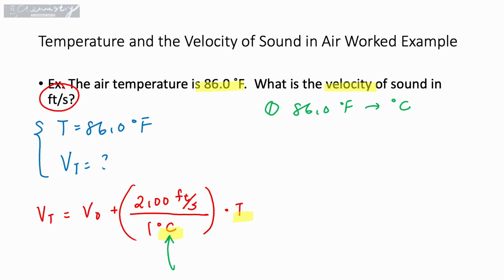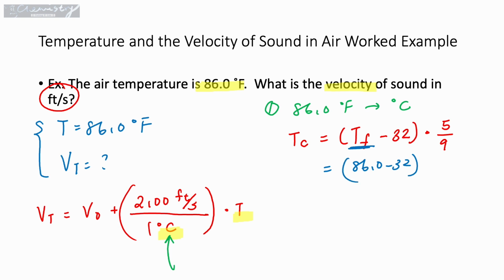To convert Fahrenheit to Celsius, we can use the equation where Tc, the temperature in Celsius, is equal to the temperature in Fahrenheit minus 32, times 5/9. So this is the equation to go from Fahrenheit to Celsius. We replace this number with what we have: 86.0 minus 32 multiplied by 5/9. We do the parentheses first, so 86 minus 32 is 54. Multiplied by 5/9, that gives us 30 degrees Celsius.